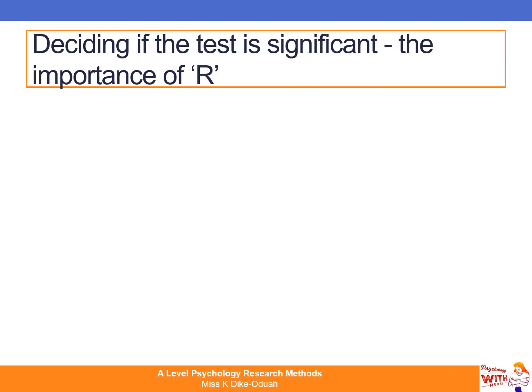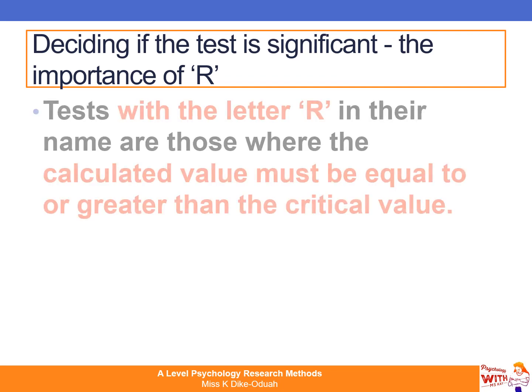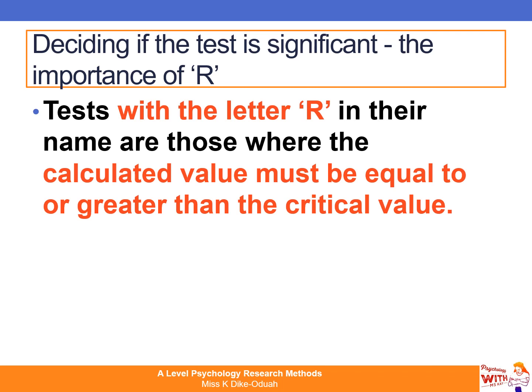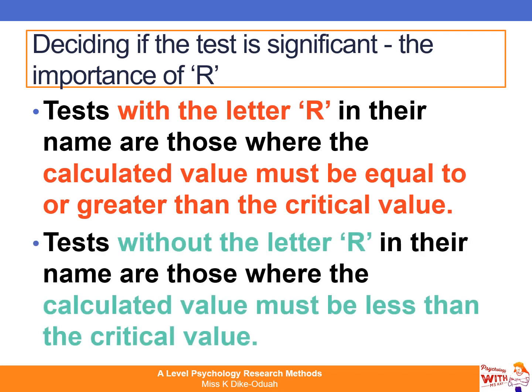You must be able to decide whether or not the test is significant. And this is where we see the importance of the letter R. Tests with the letter R in their name are those where the calculated value, which is always given to you, must be equal to or greater than the critical value, which you have to find using your table of critical values. Tests without the letter R in their name are those where the calculated value must be less than the critical value.